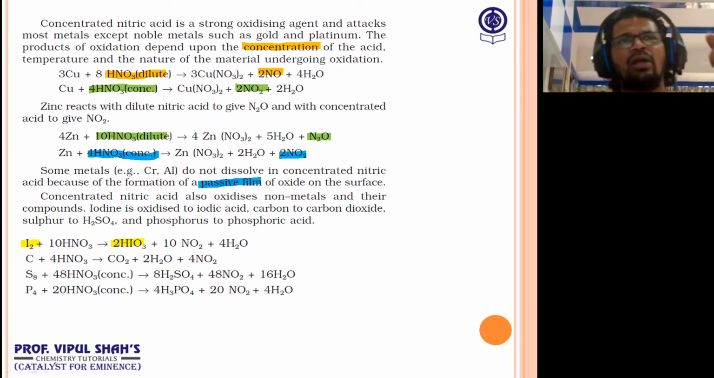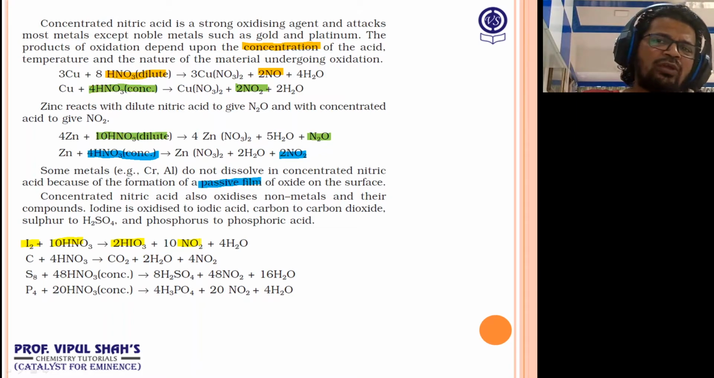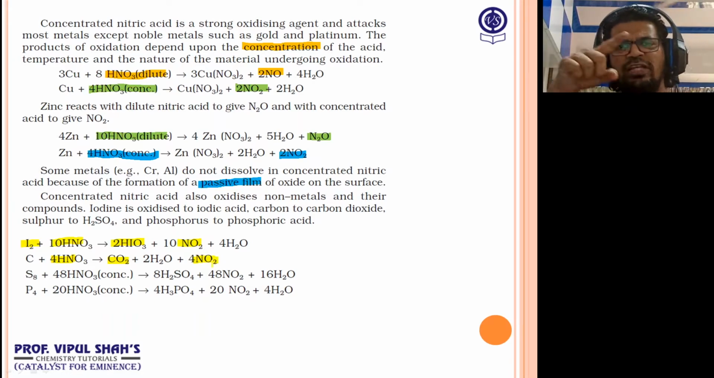So here iodine goes from 0 to +5 and HNO3, nitrogen was +5, it becomes NO2 where nitrogen is +4. So I want you to write the states, so please specify that way. Iodine to HIO3, that is 0 to +5, that's iodic acid, where iodine is +5, and HNO3 is reduced to NO2, so +5 becomes +4. Same way with carbon. Carbon with HNO3, carbon is oxidized to carbon dioxide and HNO3 is reduced to NO2. So C to CO2, 0 to +4, and HNO3 nitrogen +5 to NO2, nitrogen becomes +4, so +5 to +4.